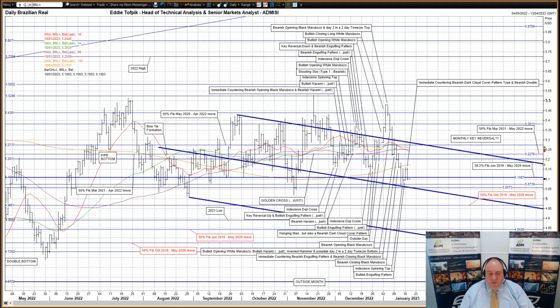Meanwhile, above the long moving average, we have congestion at 520.31, and then the 50% Fibonacci line of the March 2021 to May 2022 move at 522.76, before we start hitting the flatlining medium moving average, currently 525.09, and the short medium moving average currently at 526.25.